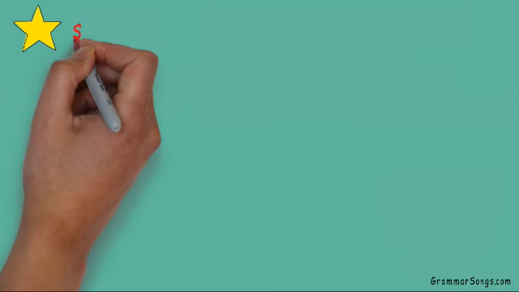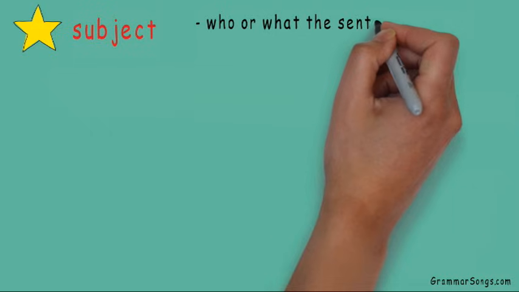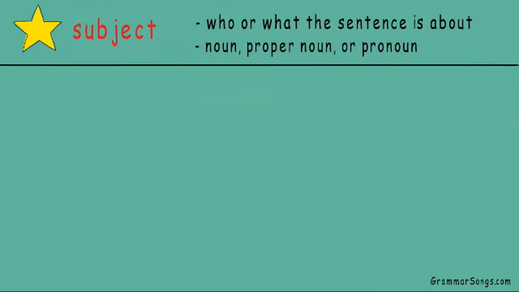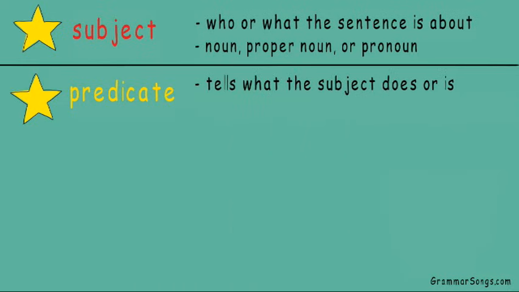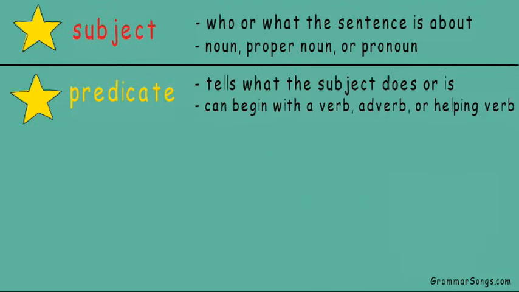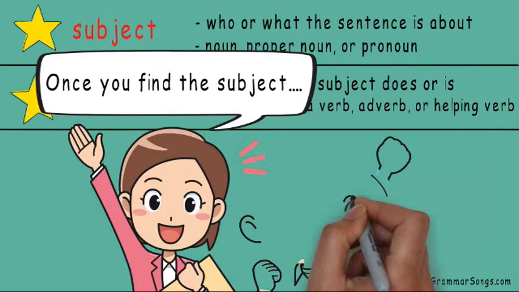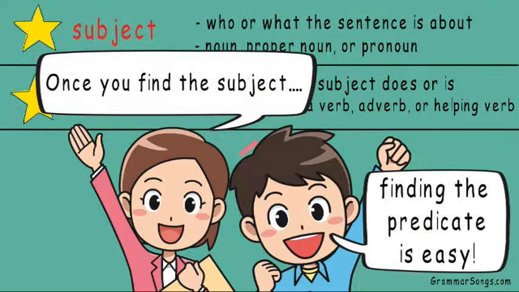So remember, subjects tell who or what the sentence is about, and they are nouns, proper nouns, or pronouns. The predicate tells what the subject does or is, and it can begin with a verb, adverb, or helping verb. Once you find the subject, finding the predicate is easy.